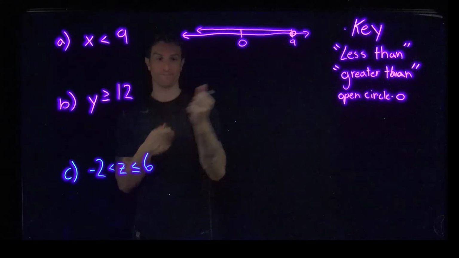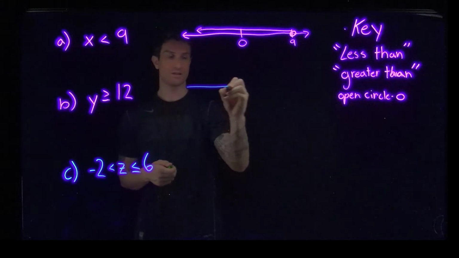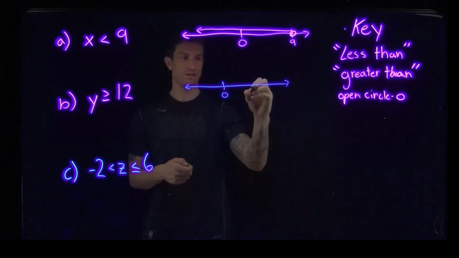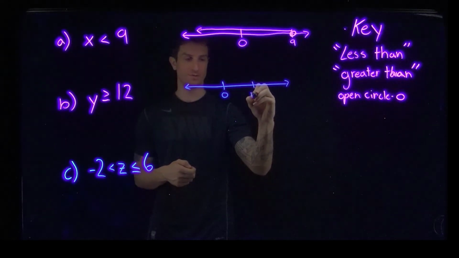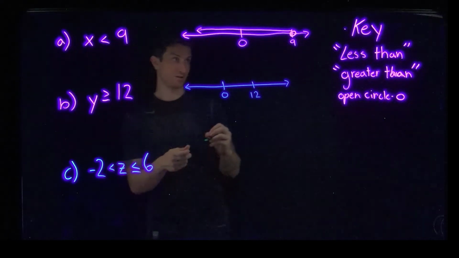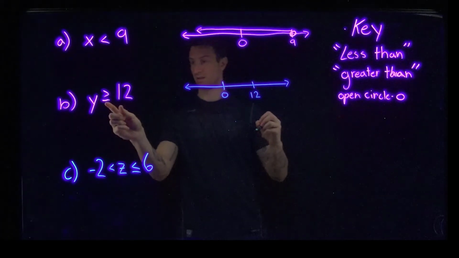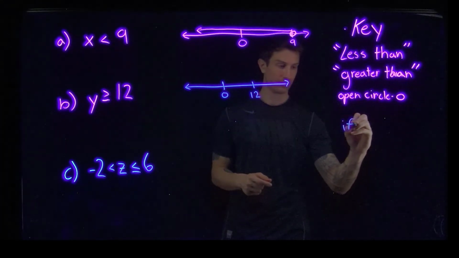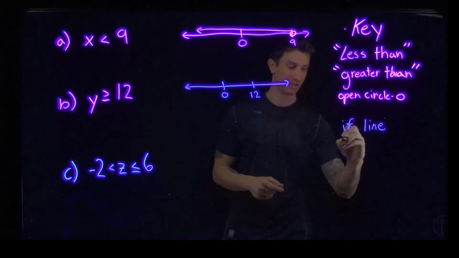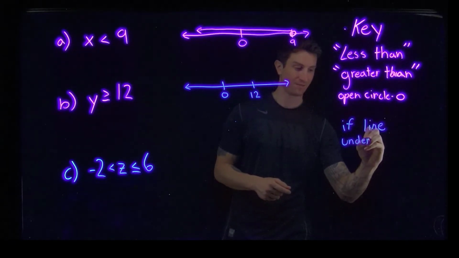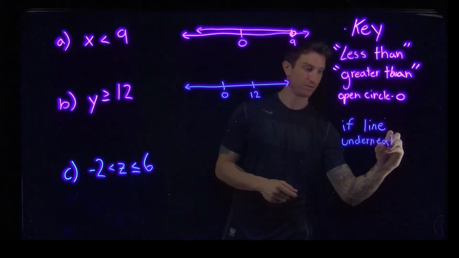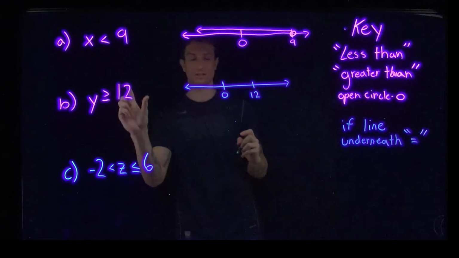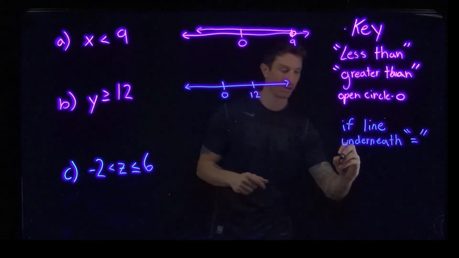Okay, let's go for the next one. y is greater than 12. So let's just put a 0 here. Maybe we'll say 12 is somewhere about here to give myself some space. In this case, we have the line underneath, which means equal. So we're just going to say equals if there's a line underneath, and we know this stands for the extra equals. Essentially, that's what we're saying here. Even though we only draw one line underneath, it's standing for the equals. We get a closed circle.